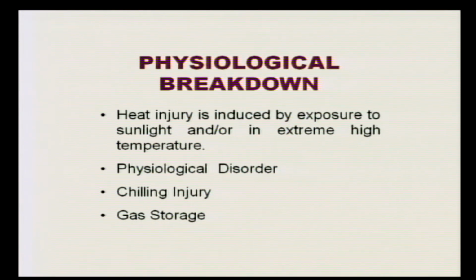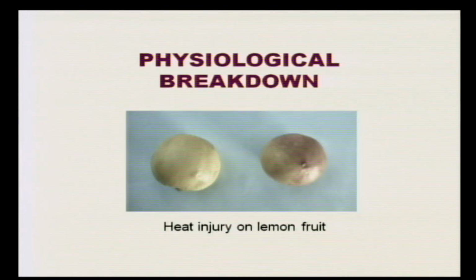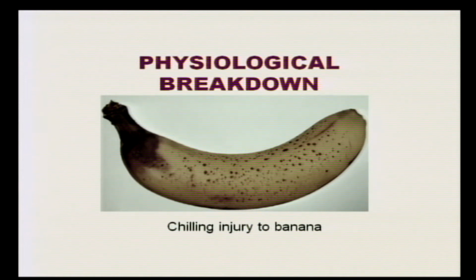Particularly in this season, exposure to sunlight or to high temperature can lead to physiological breakdown. You can see the heat injury on the lemon fruit. Similarly, physiological breakdown of the banana. This is an example of chilling injury to banana.